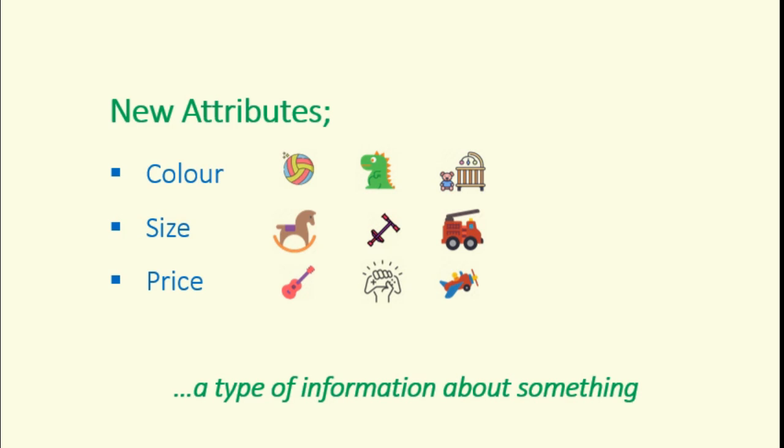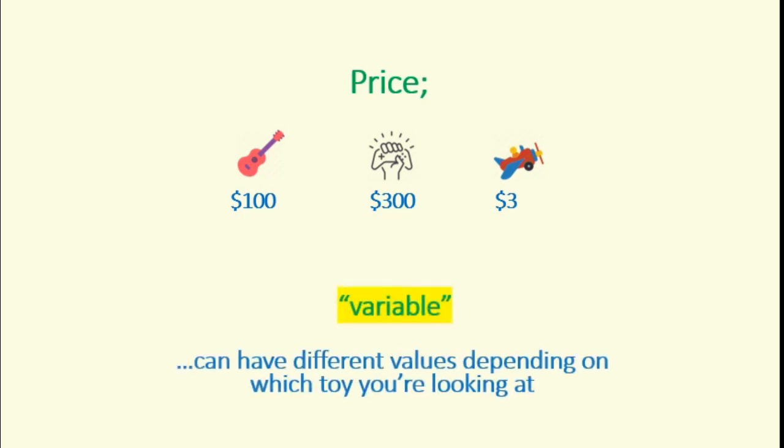Now let's talk about a variable. Now let's look at one of these attributes. Let's pick price. Not every toy is going to cost the same amount of money. Some toys might cost $10, others might cost $20 or even more. Because price can be different for each toy, we call it a variable. So in other words, a variable is a kind of information that can have different values depending on which toy you're looking at. So in this example, price is a variable because it can change from toy to toy.